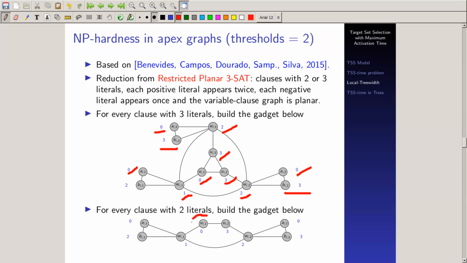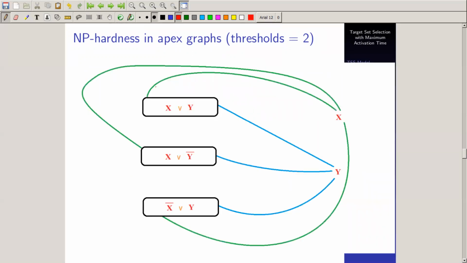The same happens, a similar thing, when the clause has 2 literals. So this is an example with 2 clauses: x or y-bar, and x-bar or y.